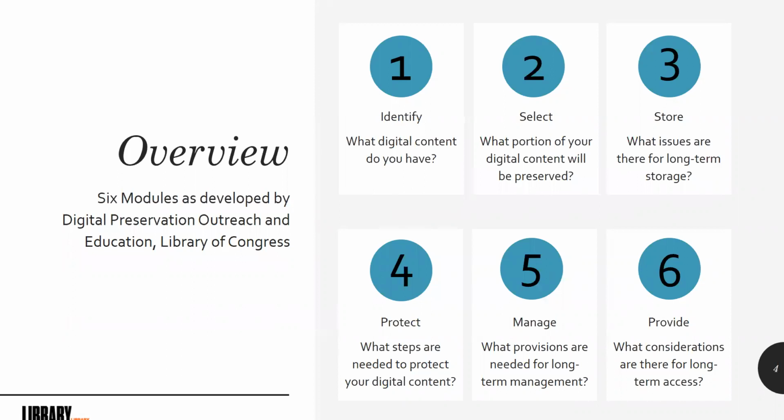So the first module, we're going to talk about identification, or identifying what digital content you have. We're going to talk about selection and what portion of that digital content that you have will be preserved. We'll talk about storage and what issues go along with that for long term. Protection, or what steps are necessary to protect your digital content. Risk management and those sorts of things. We'll talk about the ongoing management provisions that are needed for that for the long term. And finally, we'll talk about providing access and what things to keep in mind when we're showing all the wonderful things we have to the world.